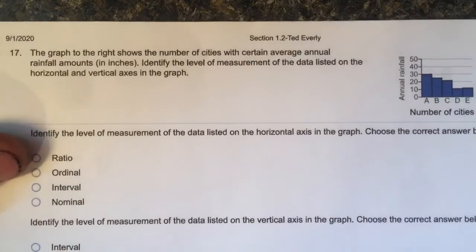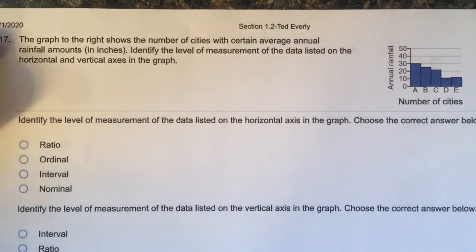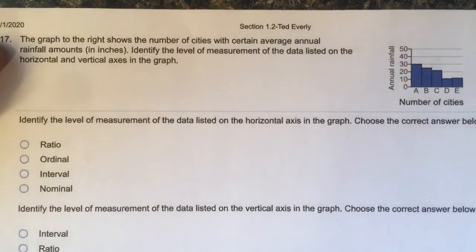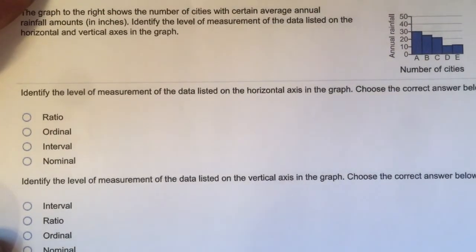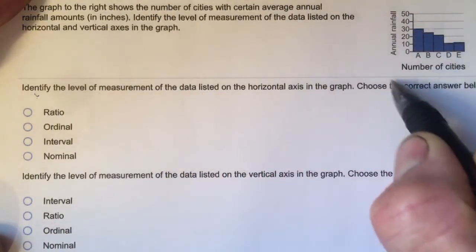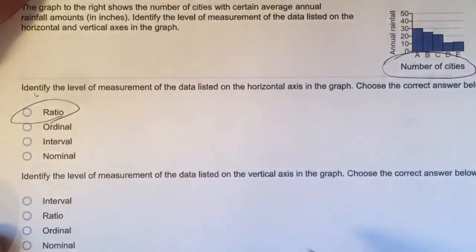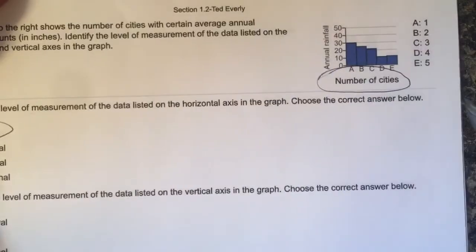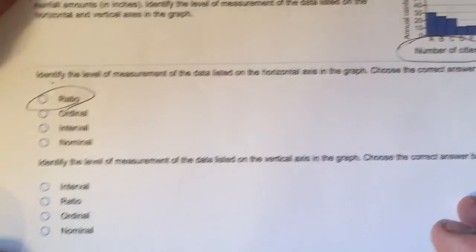Let's look at this 17 here. The graph at the right shows the number of cities with certain average annual rainfall amounts. Identify the level of measurement of the data listed on the horizontal and vertical axis. Identify the level of measurement on the horizontal axis. We're looking at the number of cities, and that would be ratio, because you can divide those. Here it tells you numbers. You can divide to say this is twice as much as that.